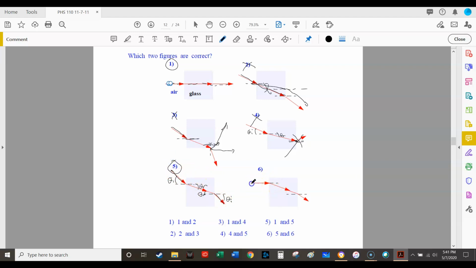Let's see what 6 is. 6 is showing it coming along the normal. Oh, and then it kind of bends away. That can't happen. If it comes in along the normal, it should continue going in a straight line. Even though it's slowing down and speeding up, again, it comes in, slows down, and then speeds back up to its original speed as it was over here. It should be staying along that normal. So I'm guessing the answer should be this, 1 and 5.